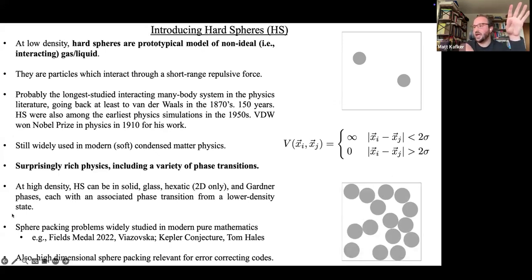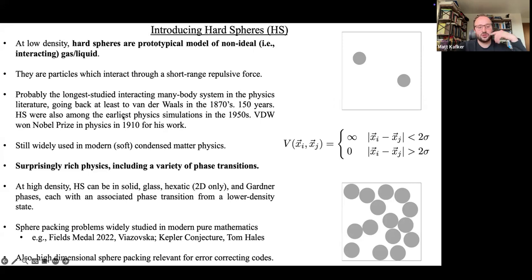We're now talking about classical gases, which in some sense is a much simpler problem than the interacting quantum thing that we were just talking about. So hard spheres are sort of a prototypical model of a non-ideal, which is to say interacting, gas or liquid. They interact through a short-range repulsive force. This is the pair potential on the right, if you're interested in this kind of thing. This is probably the longest studied interacting many-body system in all of physics. It goes back at least to van der Waals, which is in the 1870s, so this is a 150-year-old problem.